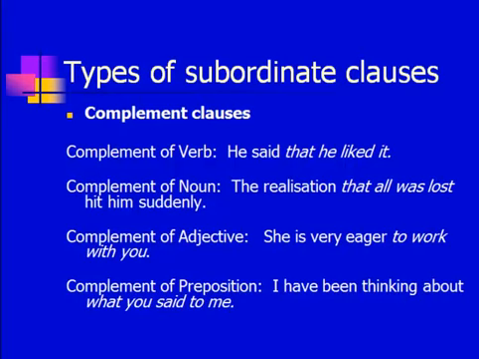So a complement of a verb is something like, he said that he liked it. So saying involves something that is said, and the content of that can be expressed in a clause, that he liked it. A complement can also be a complement of a noun, so something like, the realization that all was lost hit him suddenly. So here the content of what the realization was about is expressed in a clause, that all was lost.